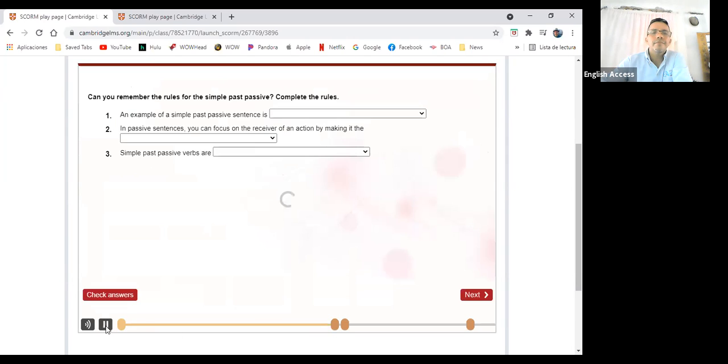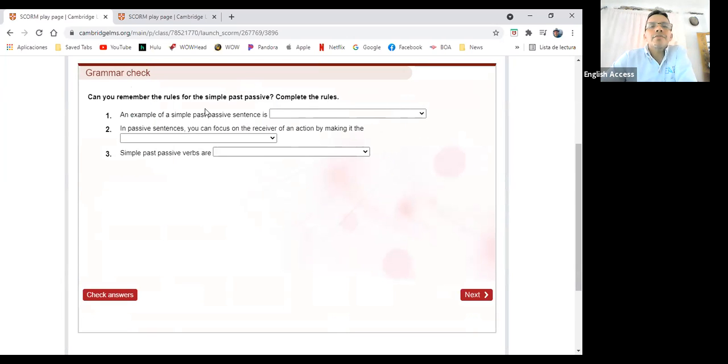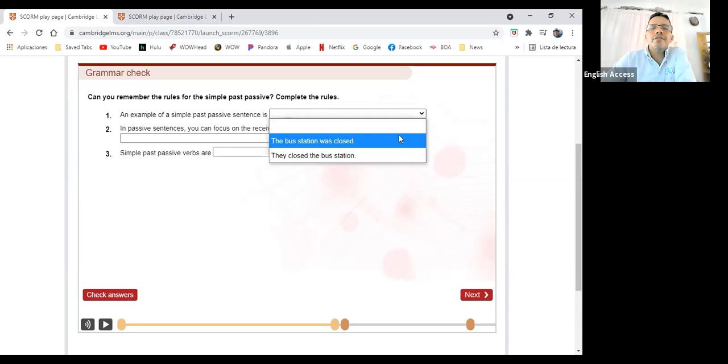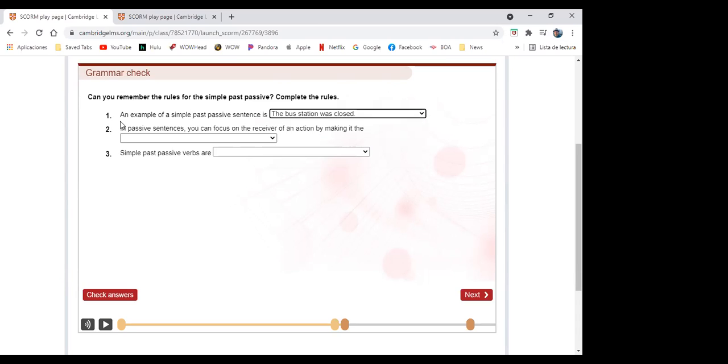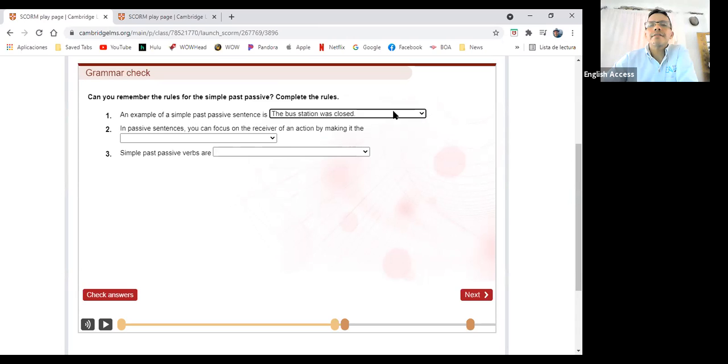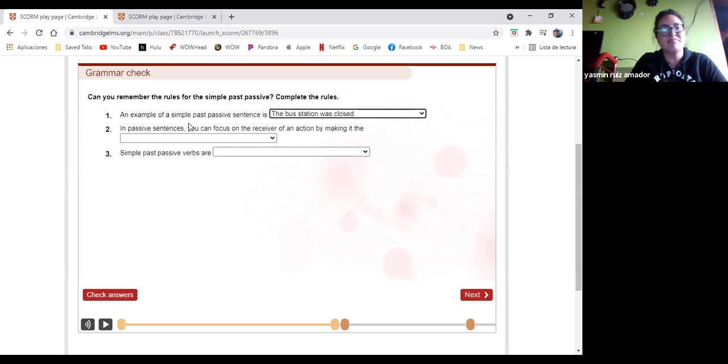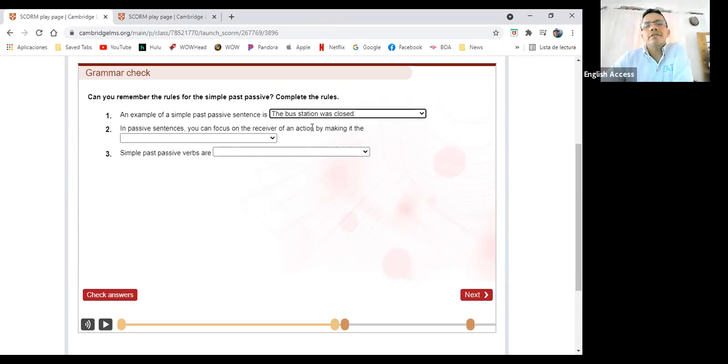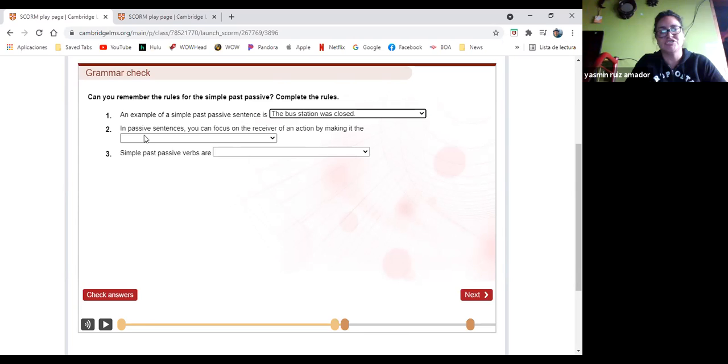All right. Can you remember the rules for the simple past passive? Let's see. An example of a simple past passive sentence is first one or the second one? First. Can you read it? The whole sentence, Jasmine. An example of a simple past passive sentence is the bus station was closed. Yes. Station, not station. Station. Drop the E, not A. Station. Okay, next.